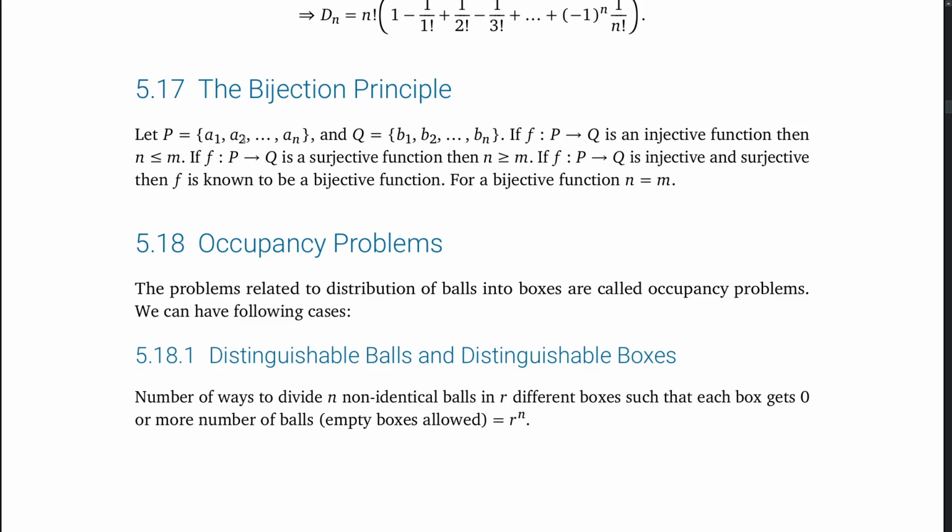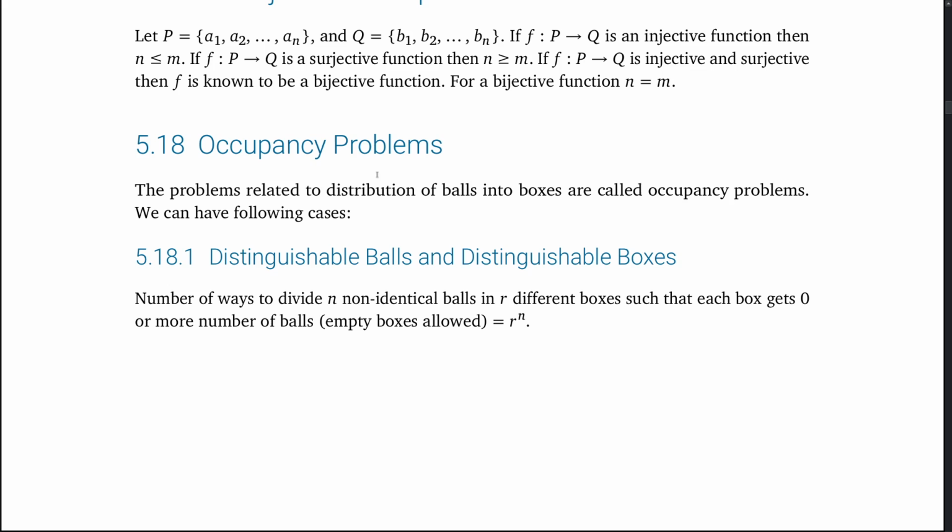Now we look at the bijection principle. If P is equal to {A1, A2 through An} and Q is equal to {B1, B2, B3 through Bm}, and a function with domain P and range Q is an injective function, then n is less than or equal to m. If P is the domain and Q is the range, then the function is a surjective function if n is greater than or equal to m. If P and Q are such that f is both injective and surjective, then f is known as a bijective function. For a bijective function, n is equal to m.